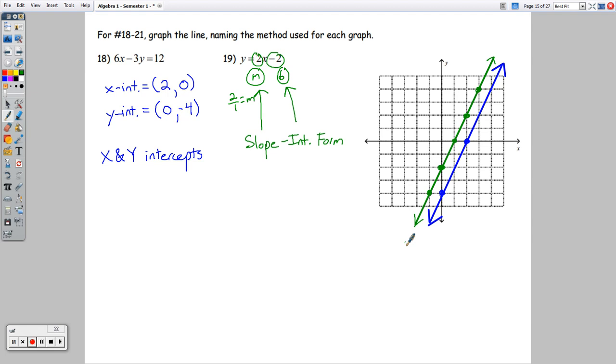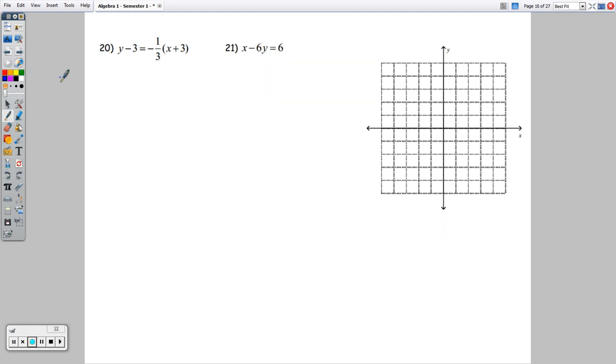It's good to label these two. I color coded them, so it's probably obvious, but if you're using pencil, definitely label which one is which. Number 20 and 21. This one looks like it's in point slope form already. So I'm going to say point slope form is the method I'm using.